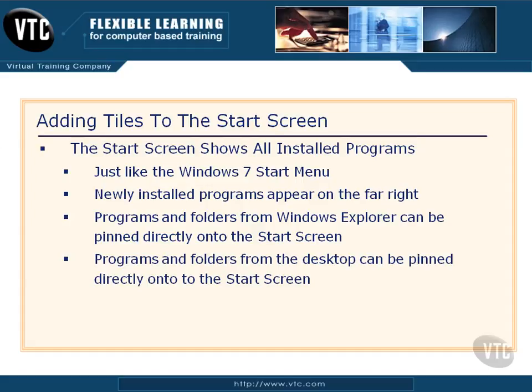Now programs and folders from the desktop can be pinned directly onto the start screen. So I can go to Windows Explorer, grab a program or a folder, right click it, and pin it to the start screen. I can go to the desktop, and almost anything there, programs and folders, right click them, pin them to the start screen. Now I don't have to go to the desktop to open those. I can just open them right off the start menu.